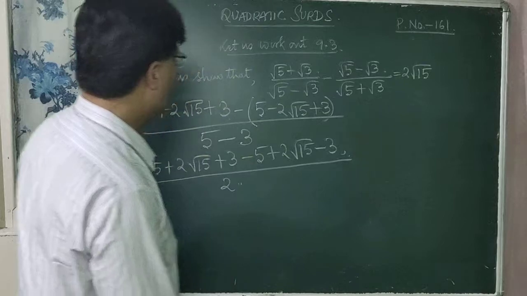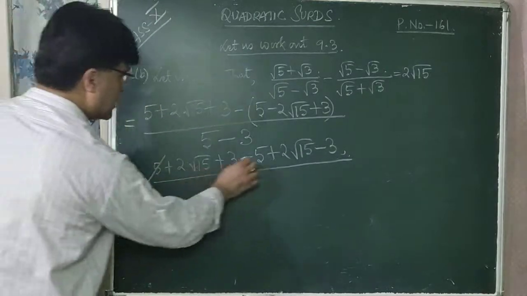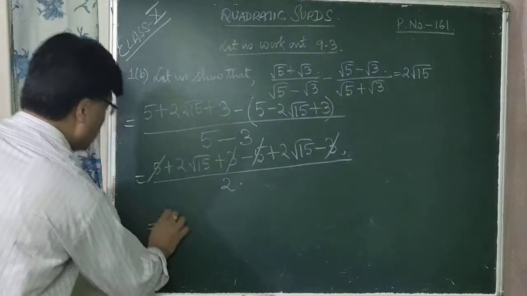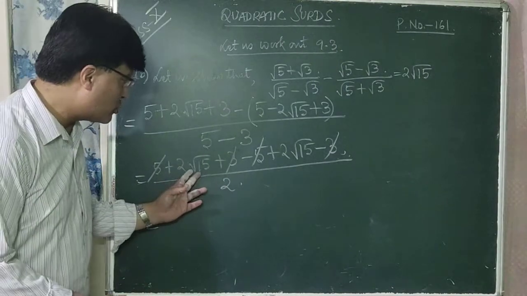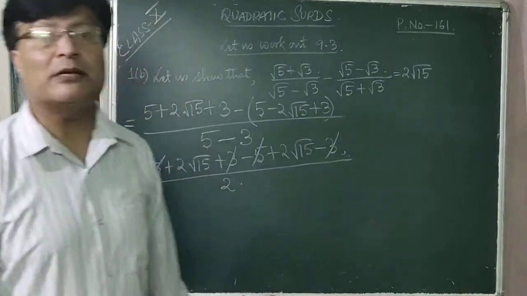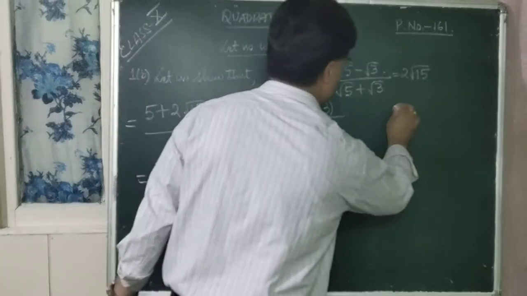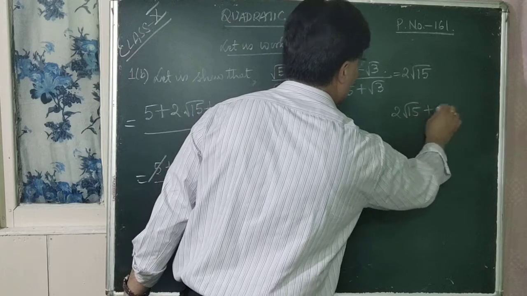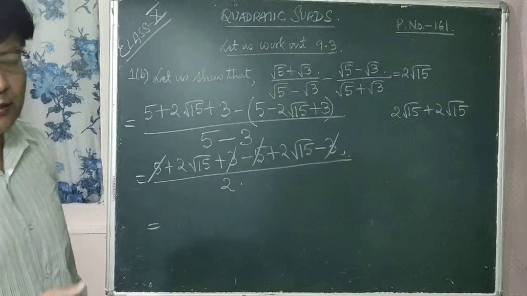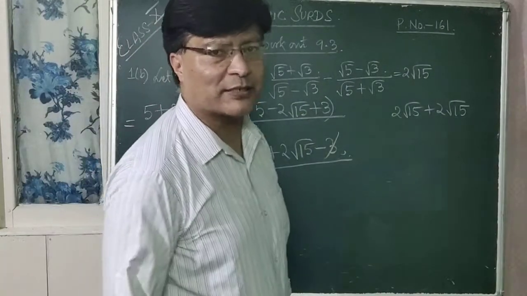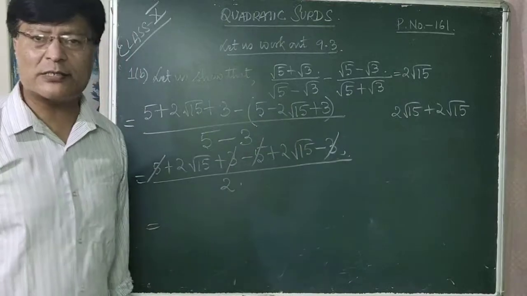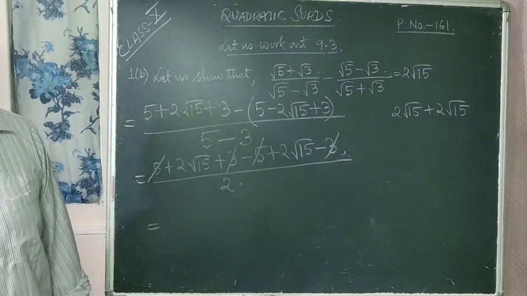So now you can cancel here. 5 minus 5 plus 3 minus 3 gets cancelled. Okay. So now this is 2 root over 15. This is also 2 root over 15. These are known as similar surds. That is 2 root over 15 plus 2 root over 15. These are similar surds because both these numbers contain root over 15. So that's why these are known as similar surds, and similar surds can be added.